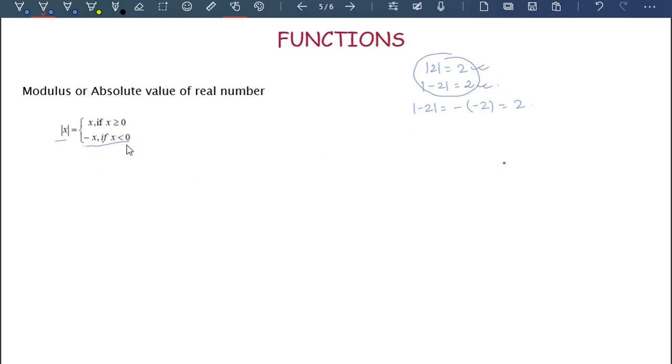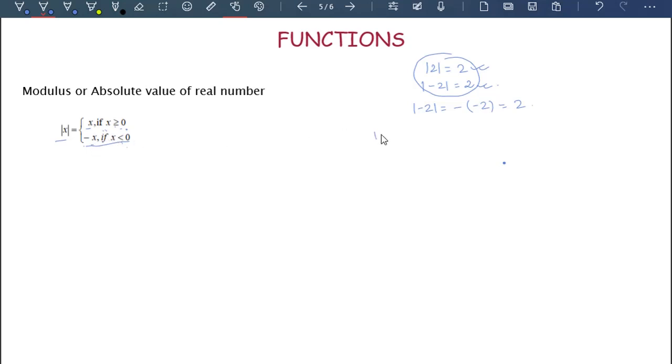This is the definition of modulus x. If x is greater than or equal to 0, I have told you earlier that x is non-negative, then it is x. When x is negative, then it is minus x. Because x is negative, and if you are multiplying a negative sign with it, it will be positive once again.